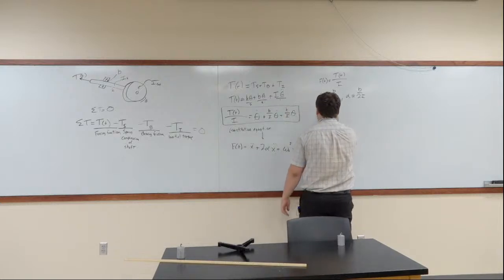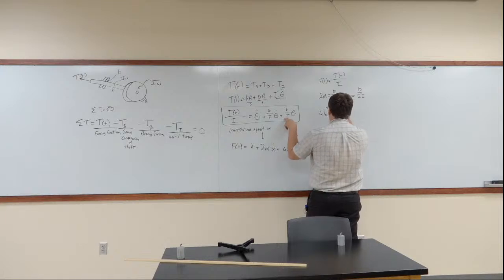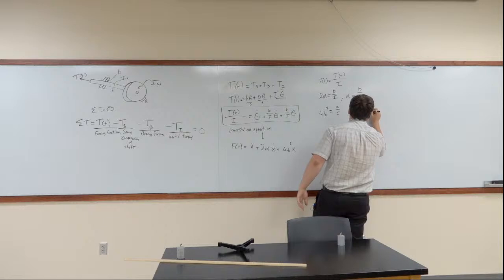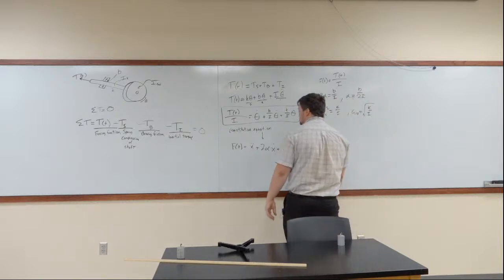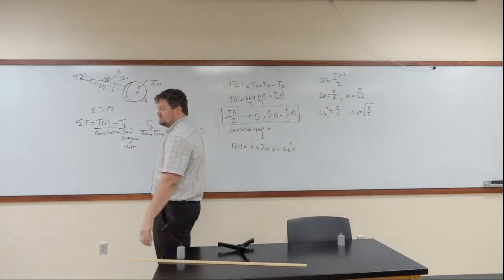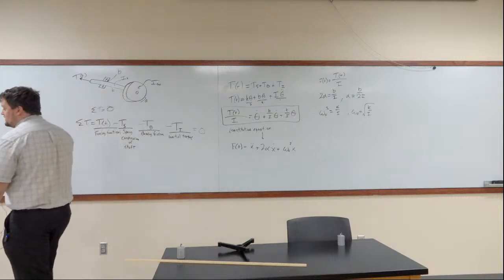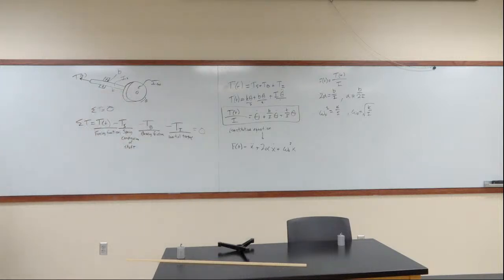Lastly, we know that omega naught squared is equal to k over I, or omega naught is equal to the square root of k over I. Now we can use the exact same solution method that we used for our electronic circuits. We're done.